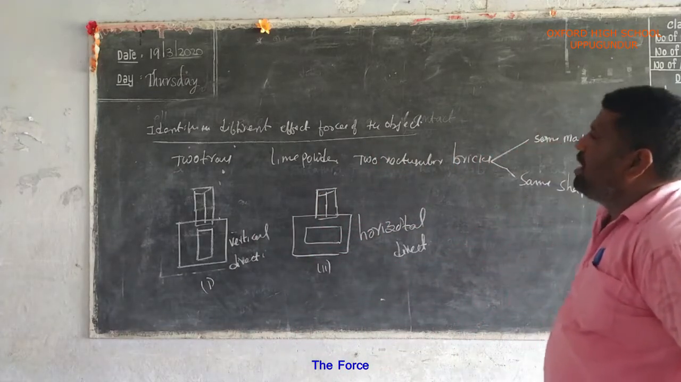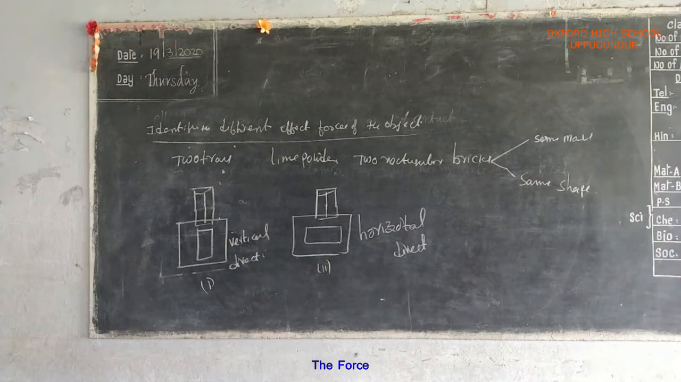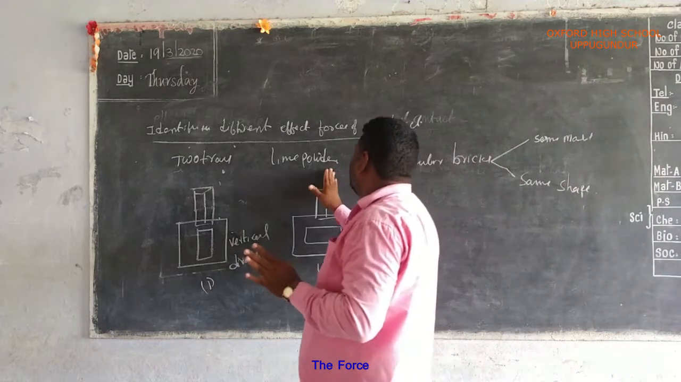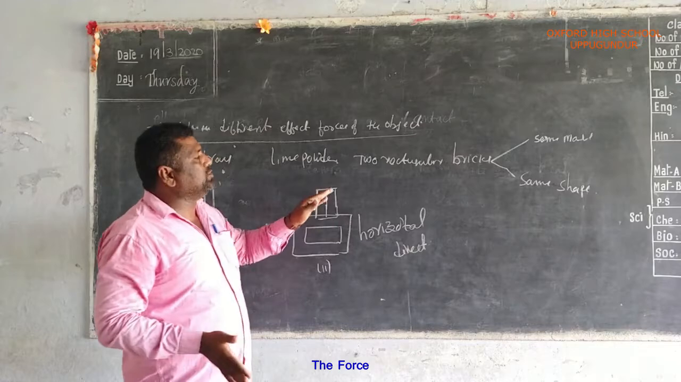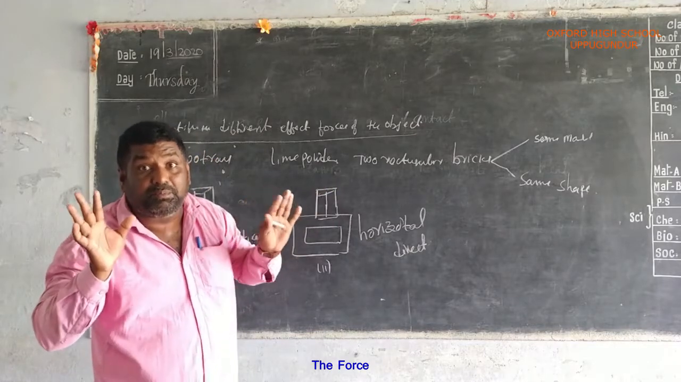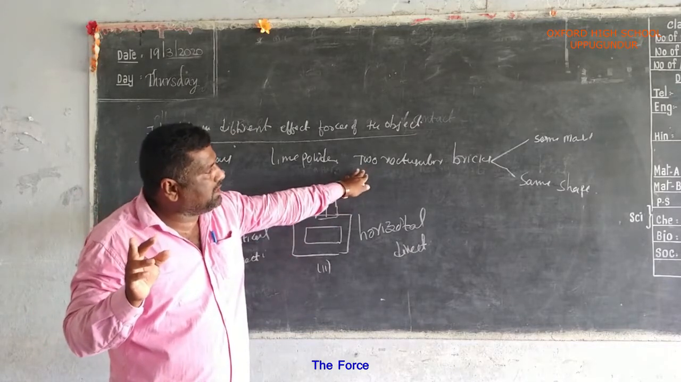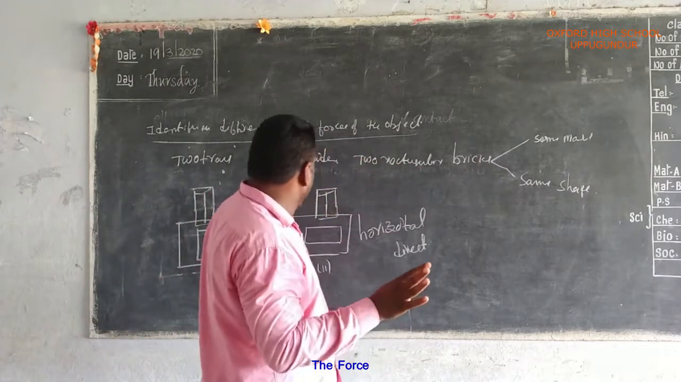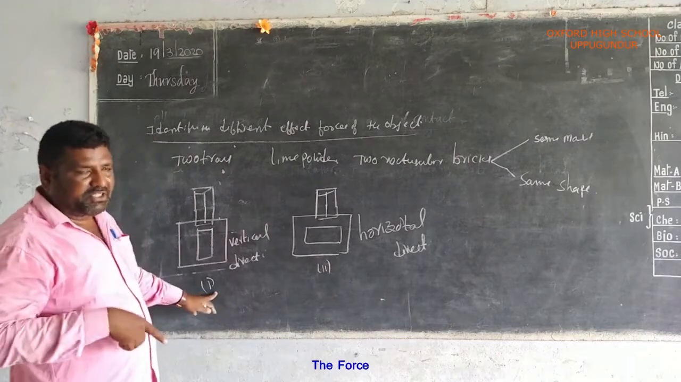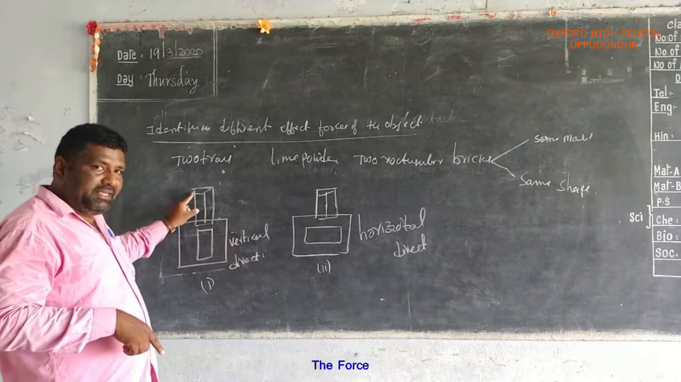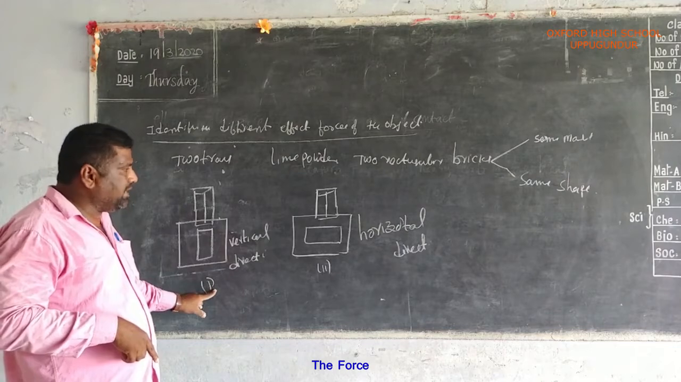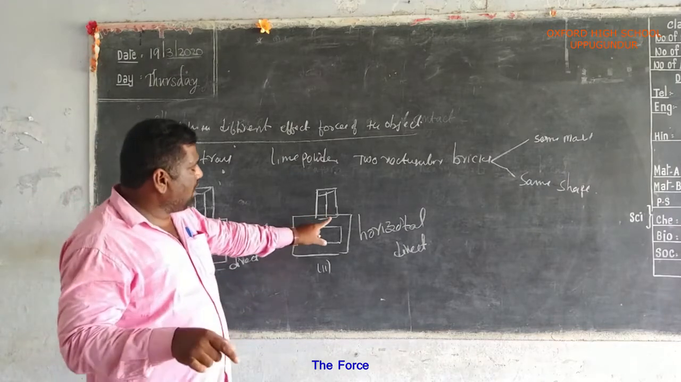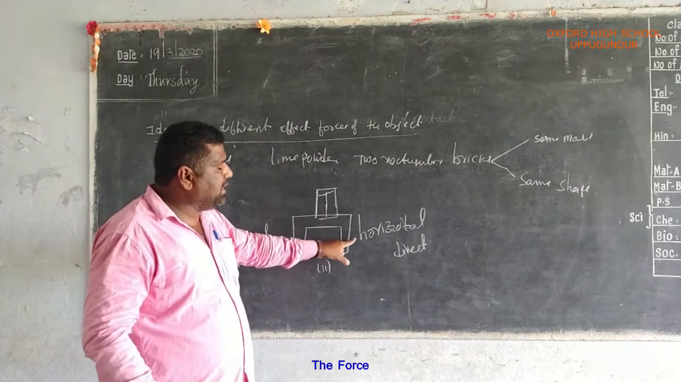So identify the different effective forces of the objective. For example, I will take two trays. These two trays are completely filled with lime powder. And also I will take two bricks. These bricks are rectangular bricks. The two bricks have the same mass and the same shape. In the first picture, the brick is dipped in the vertical direction. In the second case, the brick is dipped in the horizontal direction.